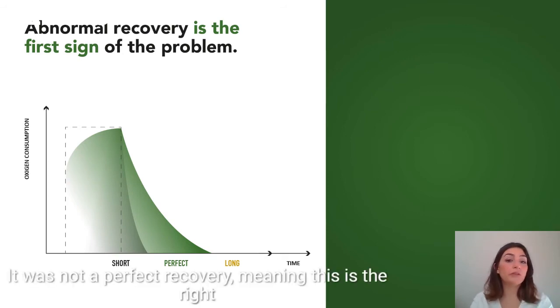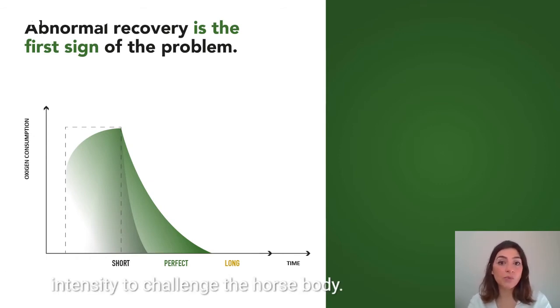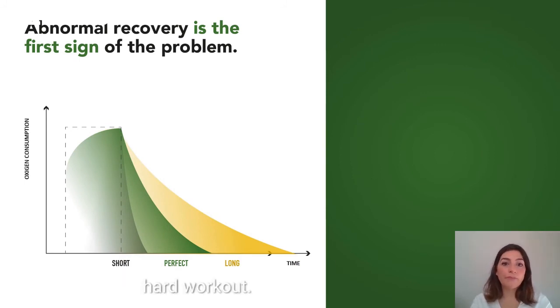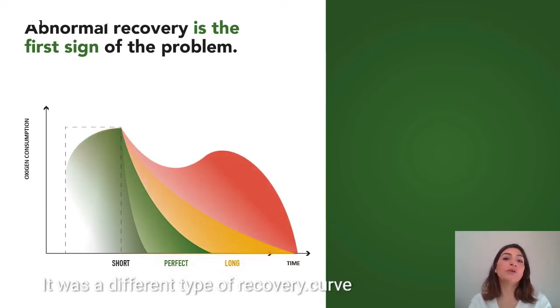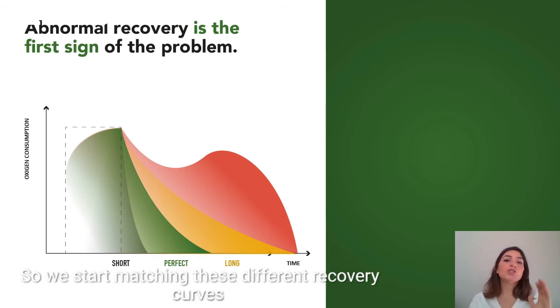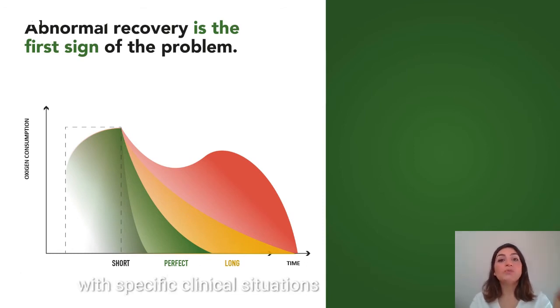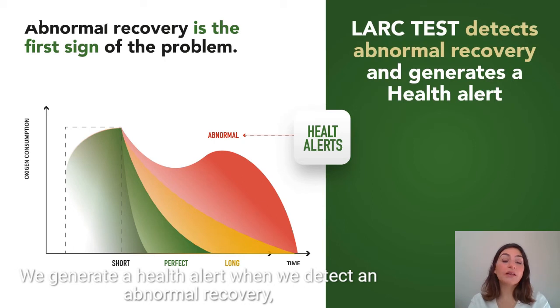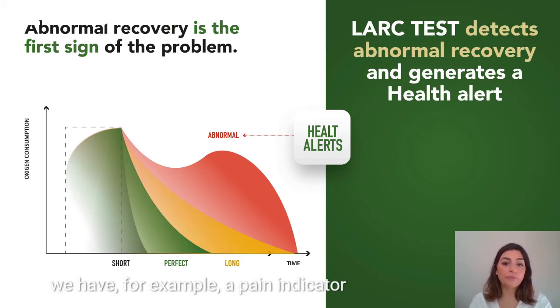It was not a perfect recovery, meaning this is the right intensity to challenge the horse's body. It was not about a long recovery, meaning, hey, this was a hard workout. It was a different type of recovery curve. So we started matching these different recovery curves, the abnormal recovery curves, with specific clinical situations. We generate a health alert when we detect an abnormal recovery curve.